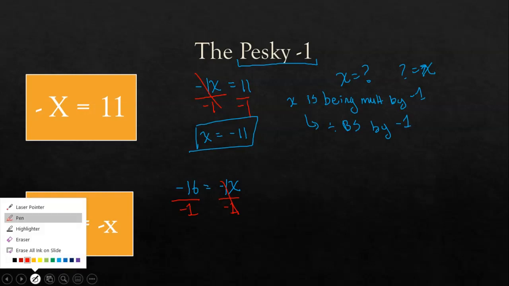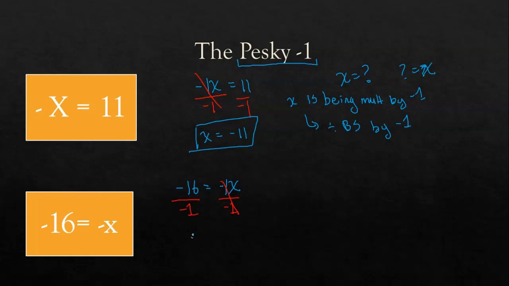And then I'm going to go to my calculator if I can't remember the rules of negatives, and I'm going to go -16 divided by -1 using that plus minus key. And that'll give me 16 is equal to x. So you can notice here, if you want to do it the long way and divide by -1, you can.